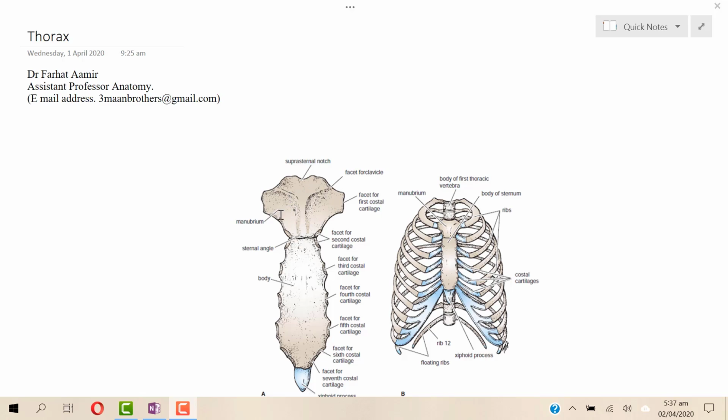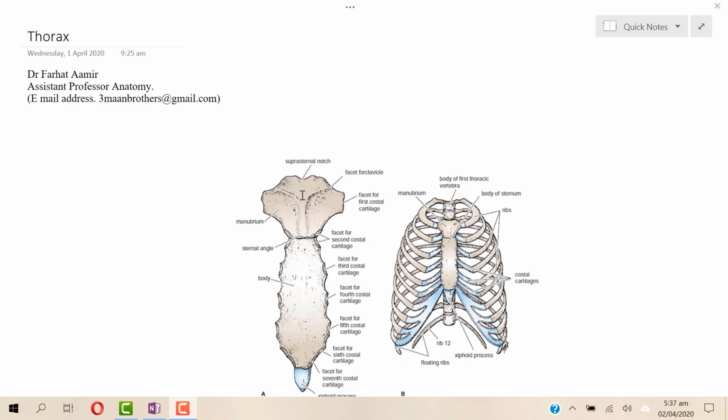Now, if we go for relations, the anterior surface of the manubrium is related with two muscles. Two muscles are attached anteriorly. Number 1 is pectoralis major muscle and number 2 is sternocleidomastoid muscle. Okay, this can come in your MCQ. What are the two muscles which are attached to the anterior surface of the manubrium sterni? One is pectoralis major muscle and one is sternocleidomastoid muscle.